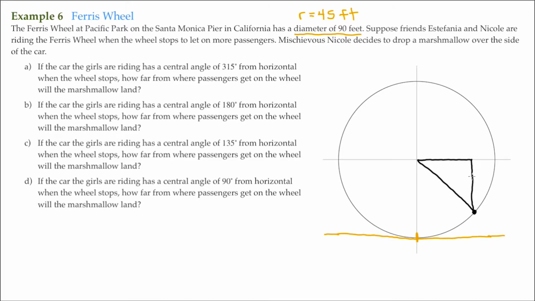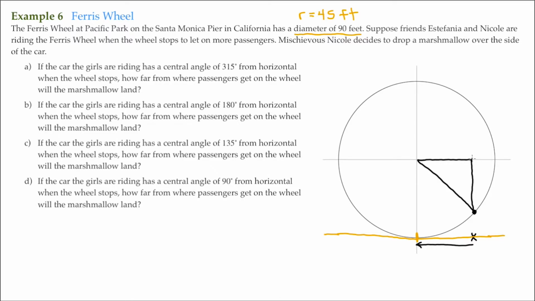The difference between this example and the previous example is the girls are going to drop a marshmallow. And we have to assume that when they drop the marshmallow, if this is where their car is right here, when they drop the marshmallow, it's going to land right below it, right below where they drop it. So we're just going to say like right here. And we want to know how far from where the passengers get on the wheel will the marshmallow land. So we're looking for this distance over here. So of course, this is the distance that we're concerned with.